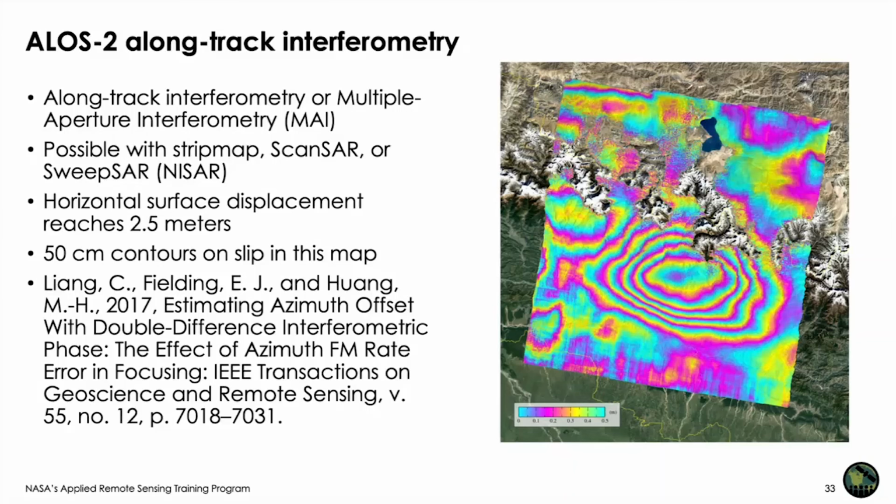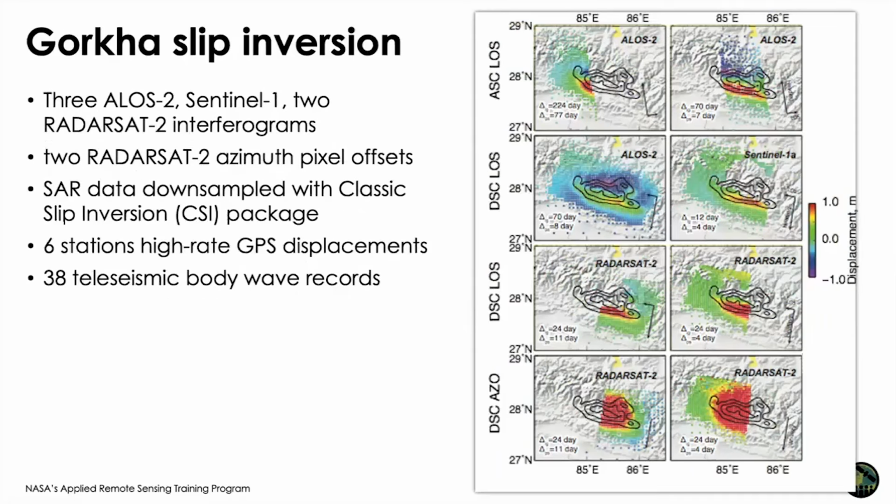And this particular interferogram is plotted with 50 centimeter contours. So there's up to 2.5 meters of horizontal motion caused during this earthquake, the main 7.8.